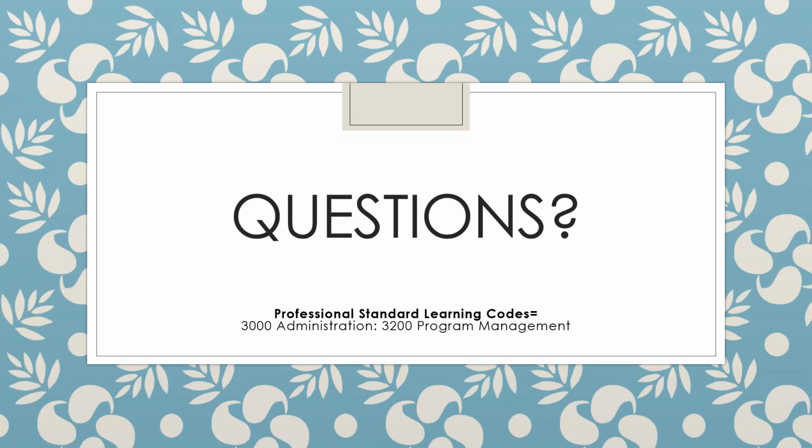So with that, I'm going to wrap up this portion of it as well as the recording. And just a reminder that the professional standard learning codes for this webinar is in the 3000 arena, 3200 for program management. So feel free at any time to give us a phone call or an email if anything pops up once you get in the application renewal process as you start to gather these documents and get forms filled out and completed in CNP.